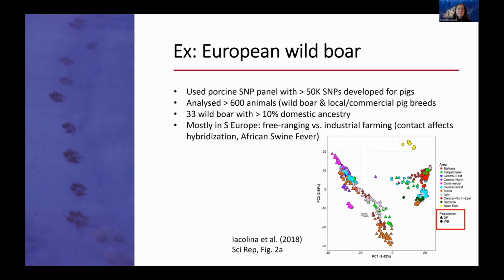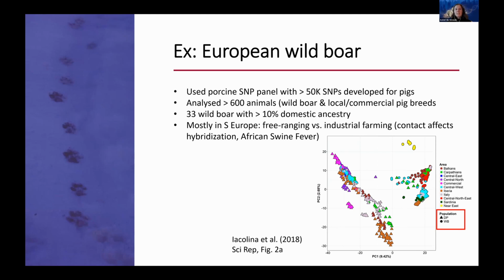Another example is a study of wild boar that I did with colleagues in a study led by Iacolina et al. Here we used the porcine SNP panel with over 50,000 SNPs developed from domestic pigs. And we analyzed a large number of animals, wild boar and domestic pig breeds. And we found at least 33 wild boar that had clear signs of domestic ancestry. These are mostly found in Southern Europe, and probably it is a question of whether people have free-ranging or industrial farming.